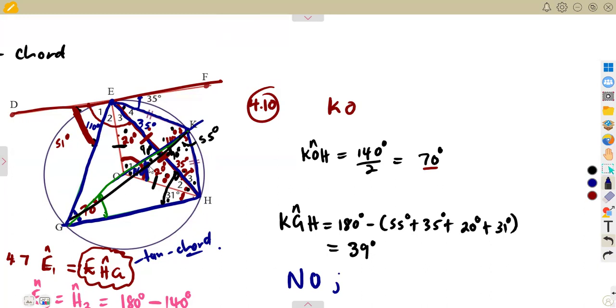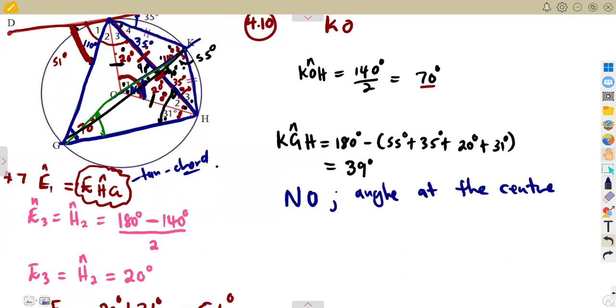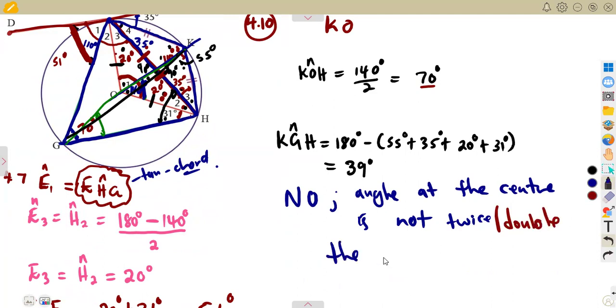Why? We were supposed to see the angle at the center being twice, but it's not like that. So we are saying the angle at the center is not twice or double the angle at the circumference.